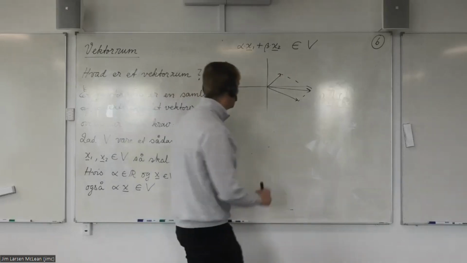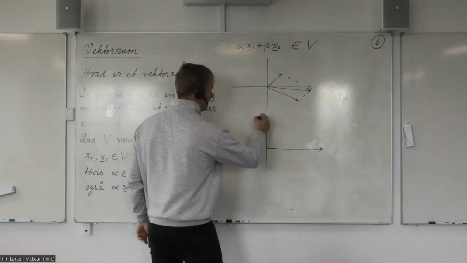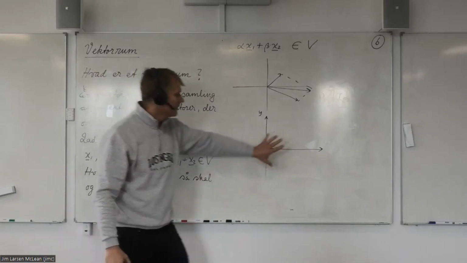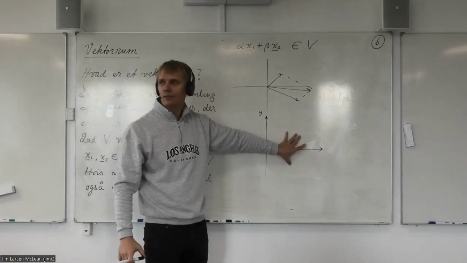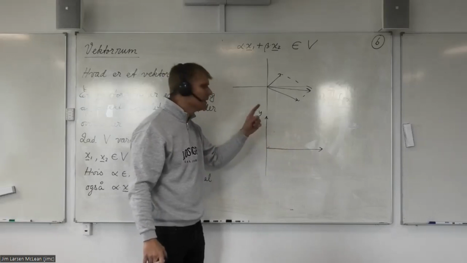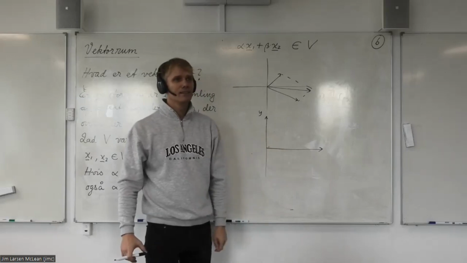But now try to imagine that you only look at this. That is the x-axis and that is the y-axis. But you do not allow x to be negative. Are there vectors in here? Yes, there are. Are there infinitely many vectors in here? Yes, there are as well. Is there a zero vector in here? Yes, there is. But is this a vector space? No, it's not. Why not?